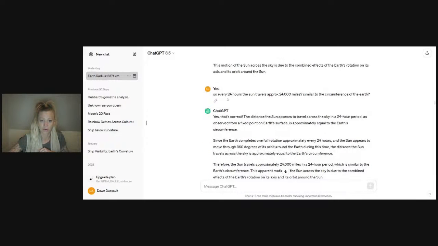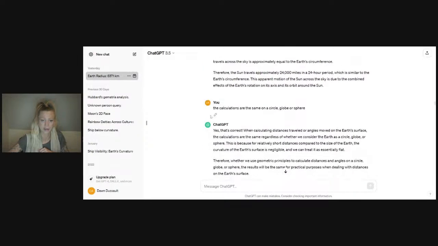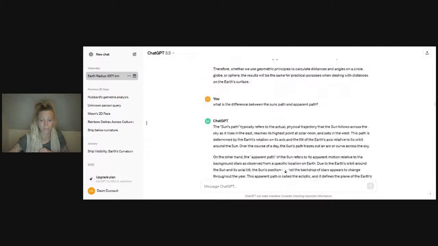And then I say, so every 24 hours the sun travels approximately 24,000 miles, similar to the circumference of the Earth. Yes, that's correct. And the calculations are the same on a circle, globe, or sphere. Yes, that's correct. So this is what I mean.